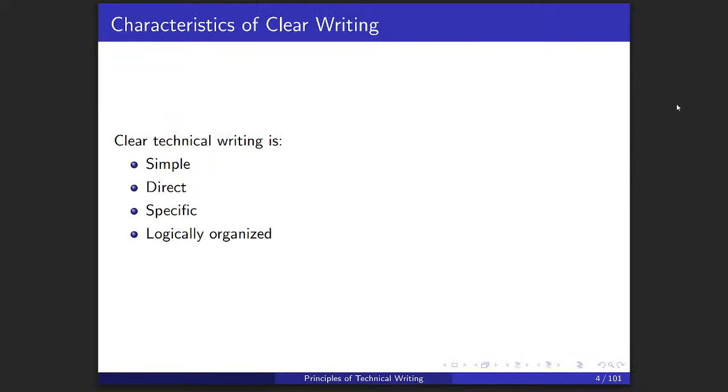Now, the characteristics of clear writing have been given here. Clear technical writing is simple. We need to make the sentence very simple, we should not make it very grammatical. We need to make the sentence simple and direct. It should not be 2 or 3 lines. If you want to mention one point, you should not write 2 or 3 lines. In one line, it should be done. Okay, direct and specific. If you are mentioning anything, you need to be very neutral and very specific to that particular point, and it is logically organized. Okay, these are the characteristics of clear writing.